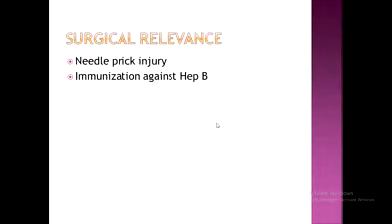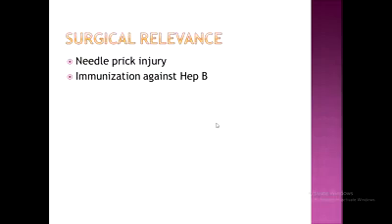What is the surgical relevance of this hepatitis B? Two very important things about the surgical relevance is an increased chance of needle prick injury when the surgeon is performing any surgery, related or unrelated with the liver. In any surgery, if the patient is having some laparotomy or some orthopedic surgeon is using other techniques, there is a chance of needle prick injury, and the transmission rate of hepatitis B is maximum.